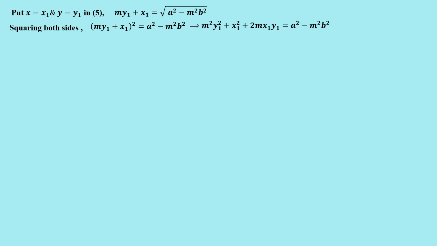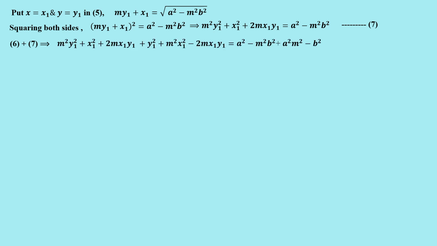Put x equal to x1 and y equal to y1 in equation 5. Right? Because (x1, y1) lies on both 2 and 5. So squaring both sides, (m y1 plus x1) whole square is equal to a square minus m square b square. So here we are going to use the (a plus b) whole square formula. m square y1 square plus x1 square plus 2m x1 y1 equal to a square minus m square b square. That is equation number 7.